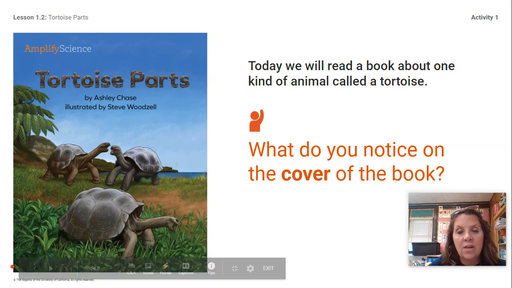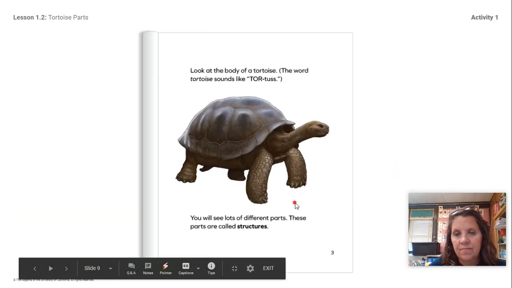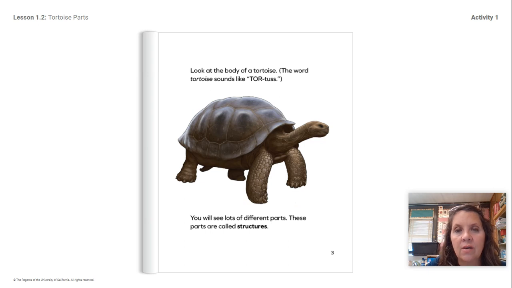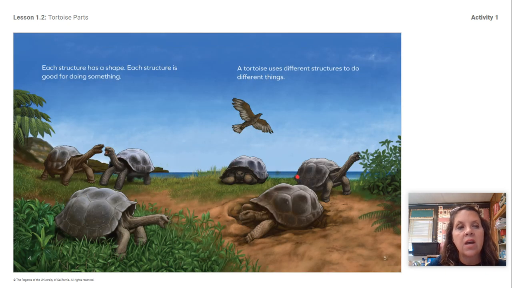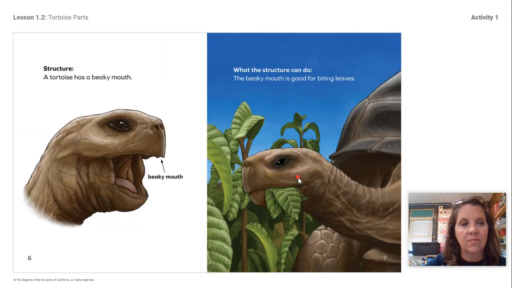Okay, so let's continue. Look at the body of the tortoise. You will see lots of different parts. These parts are called structures. Each structure has a shape. Each shape is good for doing something. A tortoise uses different structures to do different things. You can see them using their structures in this illustration.